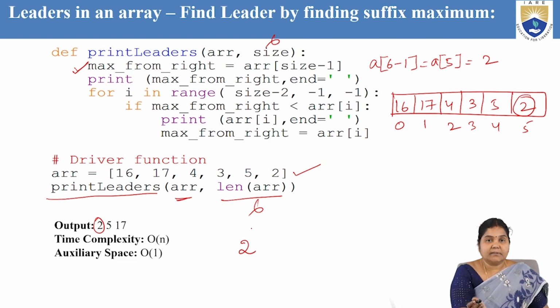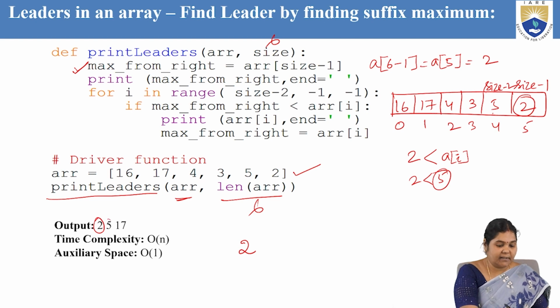Now, let us traverse in reverse from right to left. So for i in range from size minus 2, because this is size minus 1 and this is size minus 2, as our index starts from 0, down to minus 1, and we are traversing from the back side. If the maximum element from the right, which is at present 2, is less than the array element A of i, which is 5, then 2 is less than 5, yes. So print that array element, which means 5 is the leader. It is getting printed.